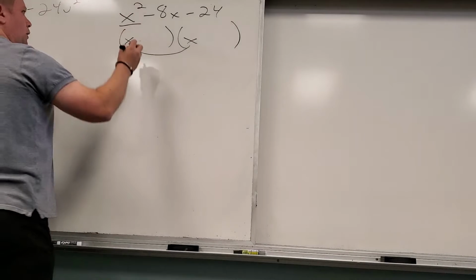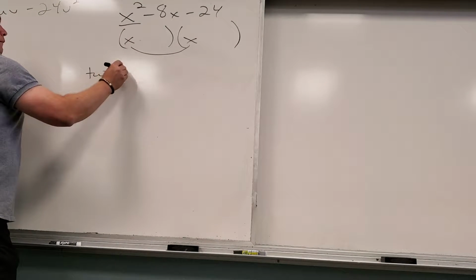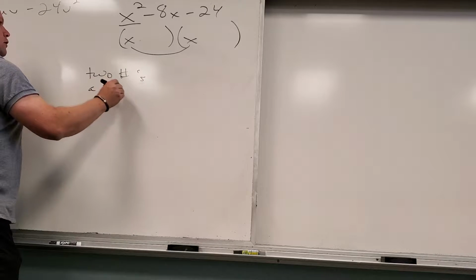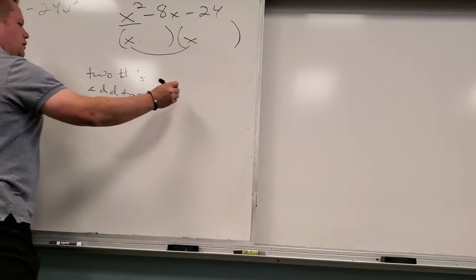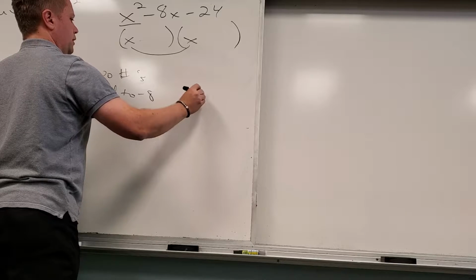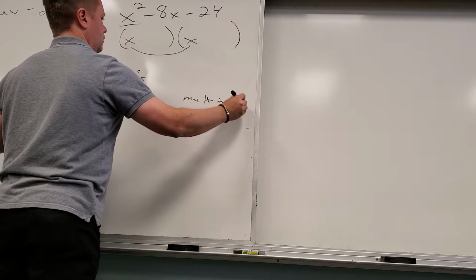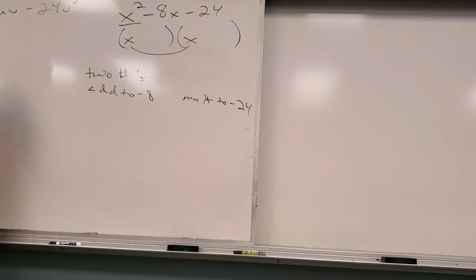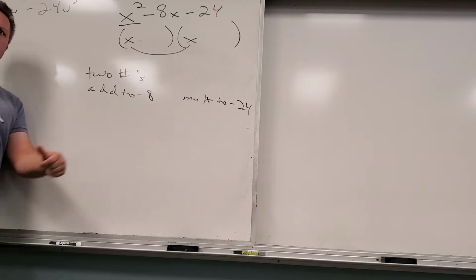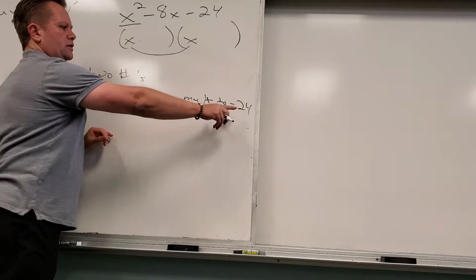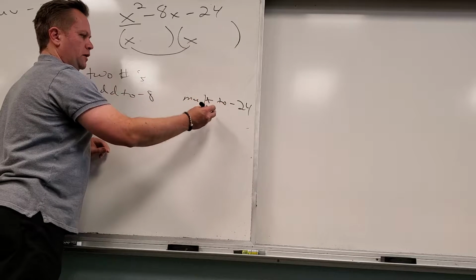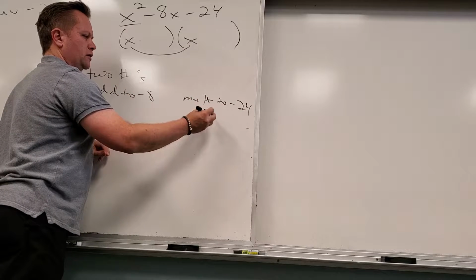I need two numbers that do what? Add to negative 8. Then multiply to negative 24. I like it. So let's think. This doesn't have too many factors, so give me some things that multiply to negative 24.